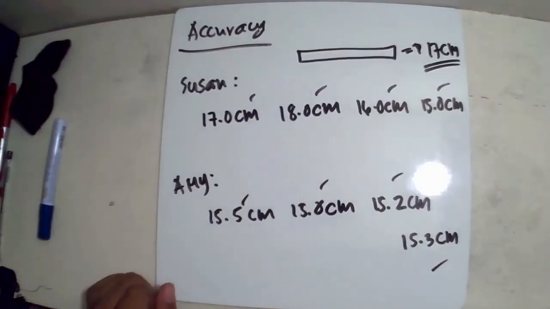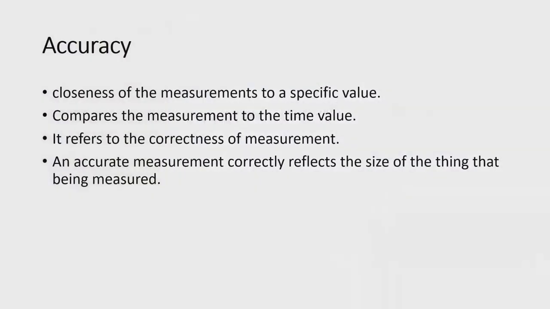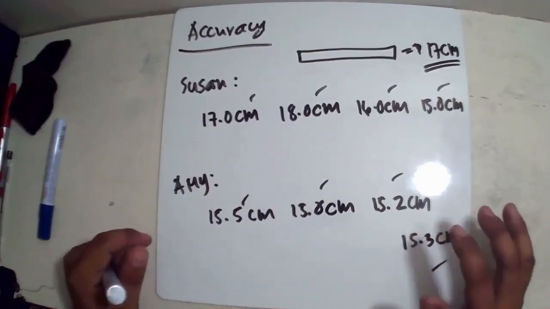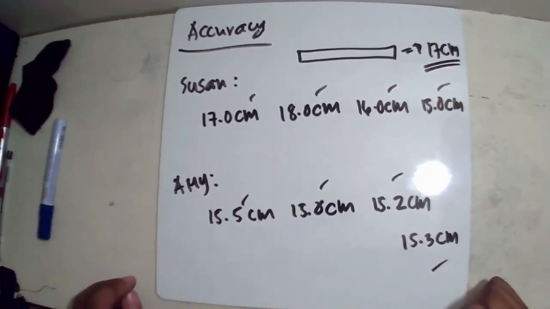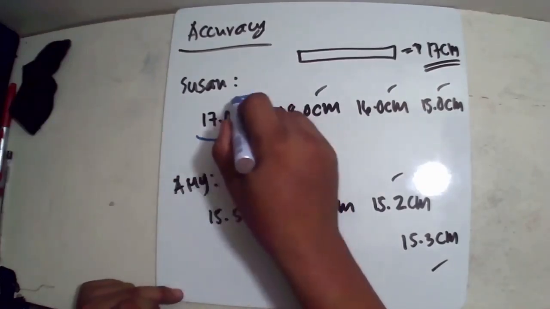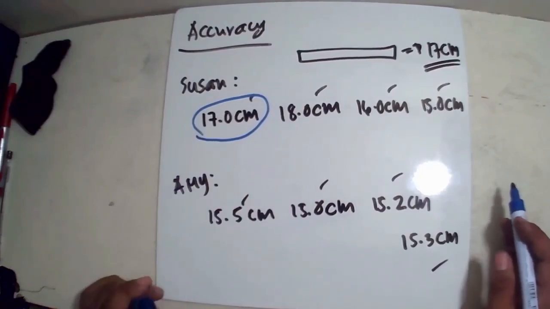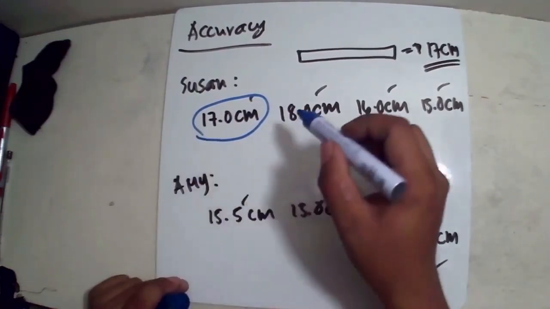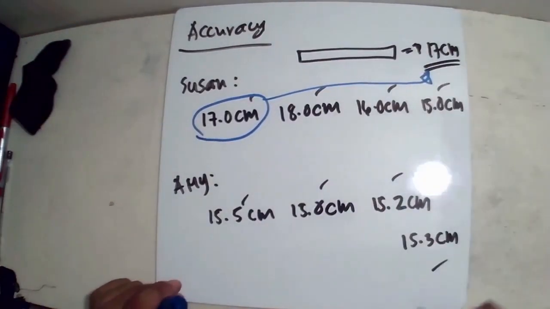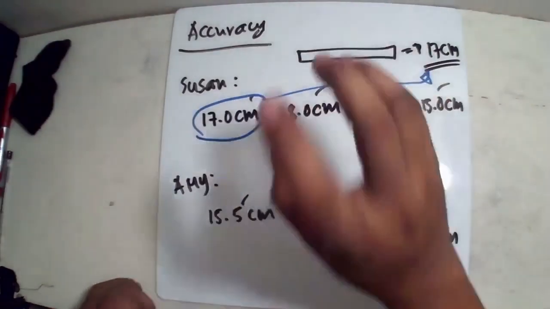If we go back to the definition, when we talk about accuracy, the closeness of the measurement to a specific value must be reflected in the observation. Going back to this, Susan got the accurate result, since Susan has this value from the first observation, which is 17.0 centimeters. That is exactly the same as the actual value of the object.